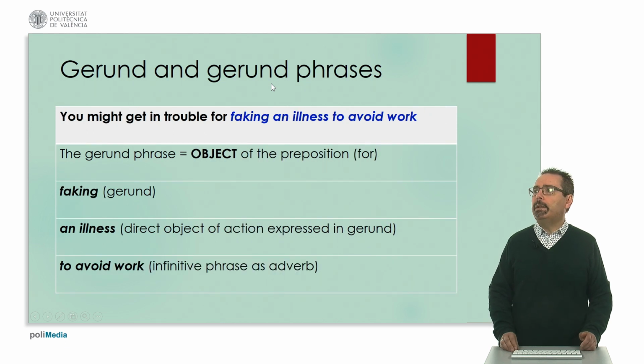We have another example here. You might get in trouble for faking an illness to avoid work. In this case, the phrase is the object of the preposition. Faking is the gerund, and illness is the direct object of the action expressed in that verb. And to avoid work is an infinitive phrase that acts as an adverb.